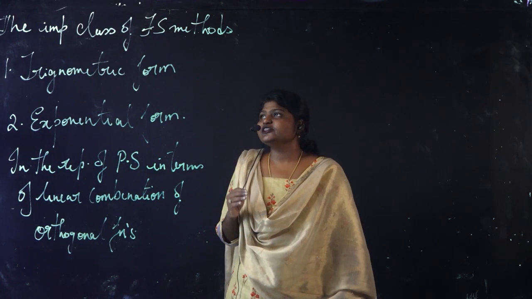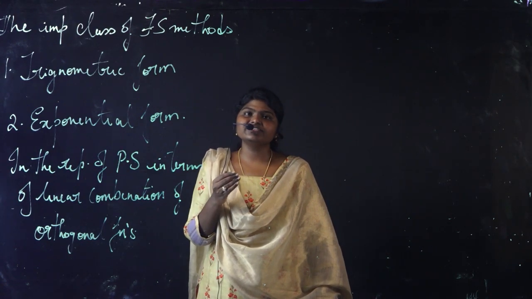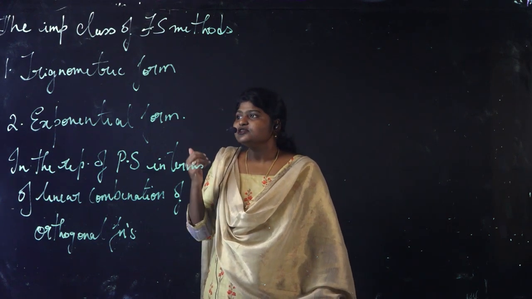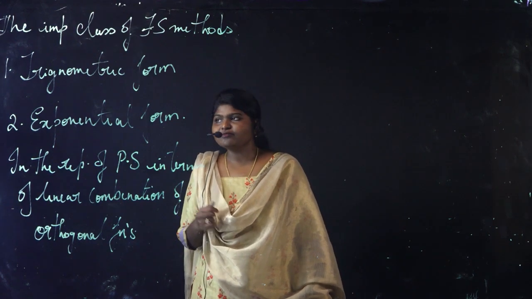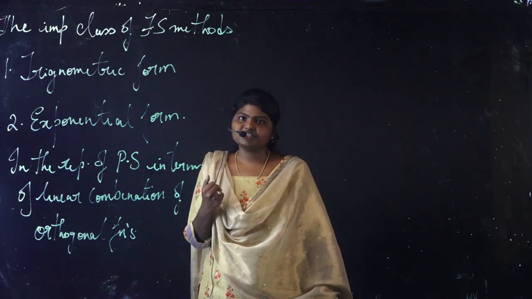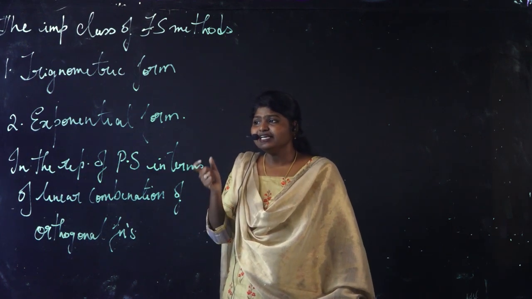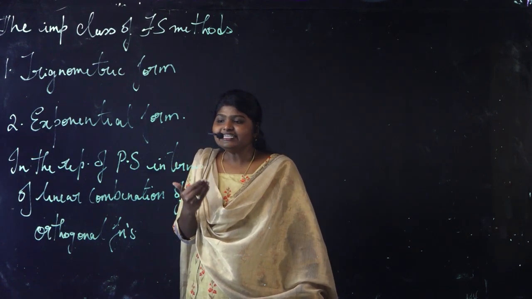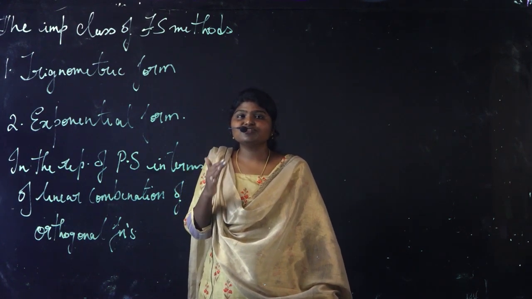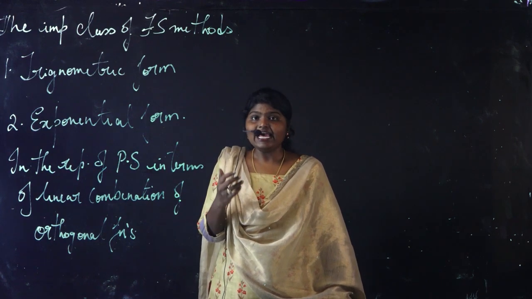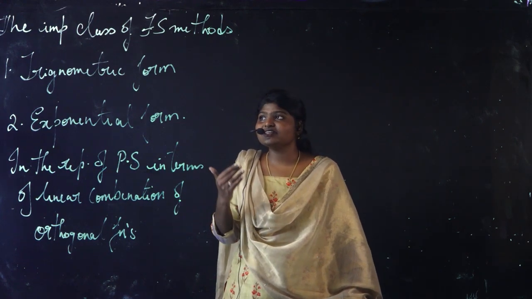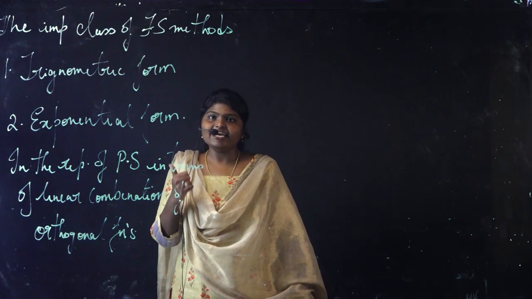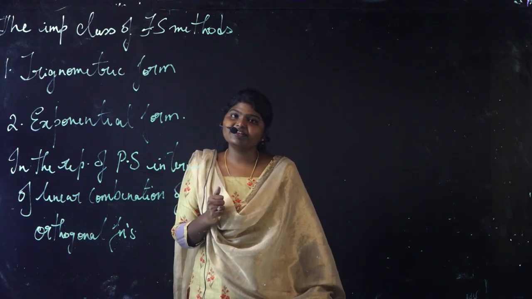Now let us go into the important classes of Fourier series methods. So the first one is trigonometric form and the second one is exponential form. Coming to the definition, in the representation of periodic signals in terms of a linear combination of orthogonal functions, if the orthogonal functions are trigonometric in nature, then that is called a trigonometric form.